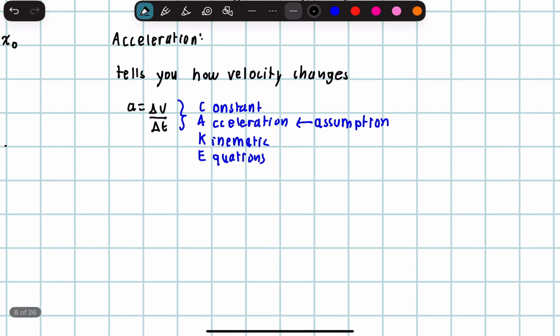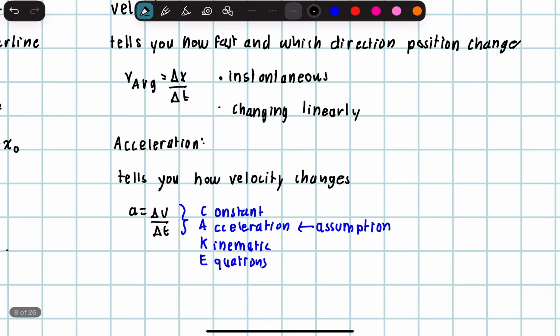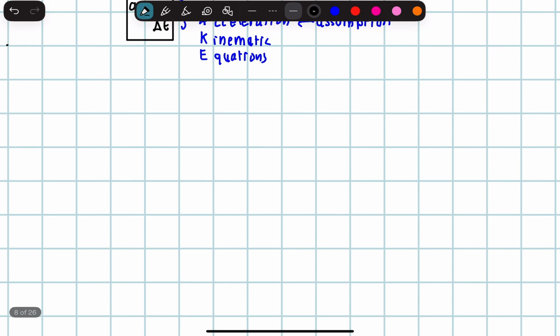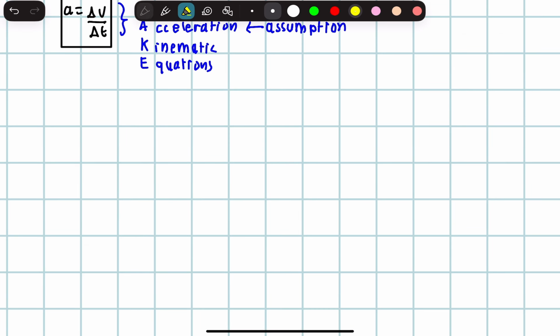Now, two definitions that everything comes from will be the definition of velocity and the definition of acceleration. Now, knowing these two, we can now derive every single one of the kinematic equations.